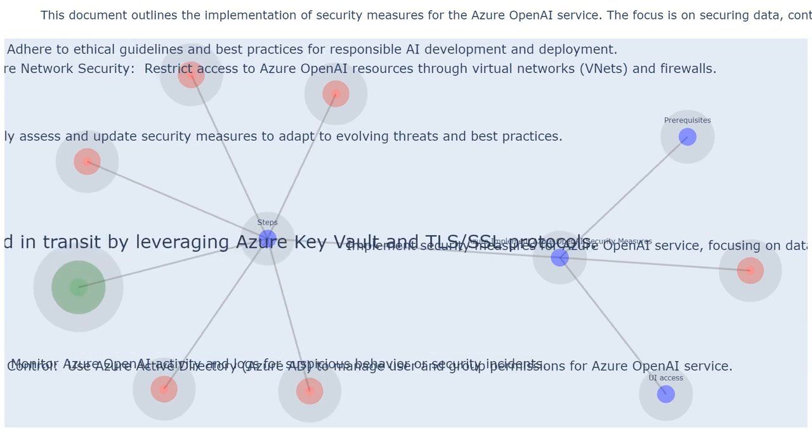Enable data encryption. Encrypt data at rest and in transit by leveraging Azure Key Vault and TLS/SSL protocols. Data encryption is crucial for protecting sensitive information. Azure Key Vault provides a secure store for encryption keys, while TLS/SSL protocols ensure secure data transmission. Data encryption can be applied to both data at rest, data stored in the Azure OpenAI service, and data in transit, data being transferred between the client and the Azure OpenAI service.